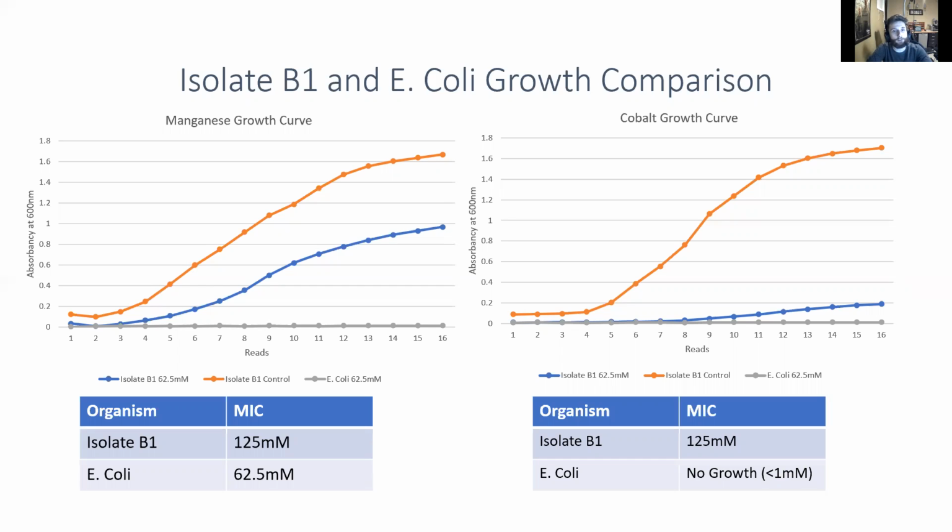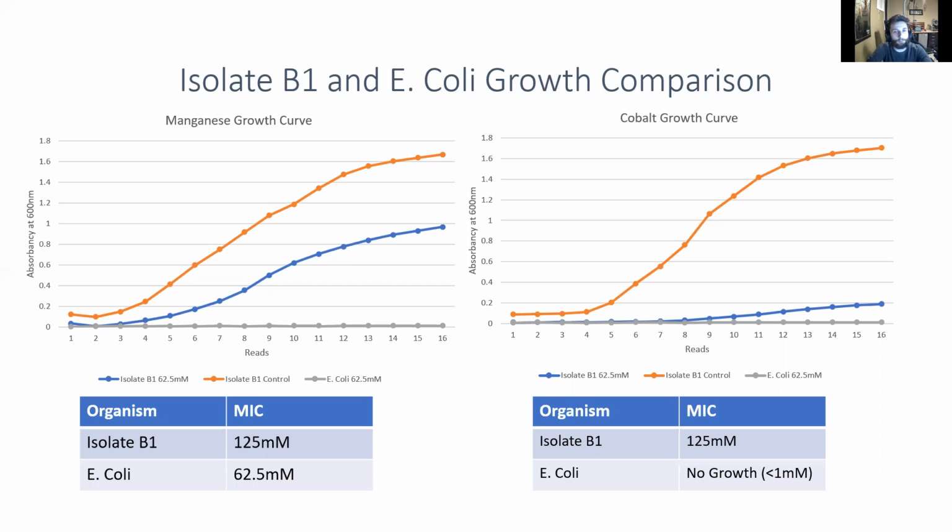The orange line on the graph is the control for the isolate, and the blue line is the last known concentration that growth was shown in the presence of the metal. And the gray line is E. coli at the same concentration of metals. Now, as shown for the manganese growth curve, the isolate was able to survive and thrive up to a concentration of 62.5 millimolars, while in the cobalt growth curve, it was able to survive up to 62.5 millimolars. However, it was not thriving.